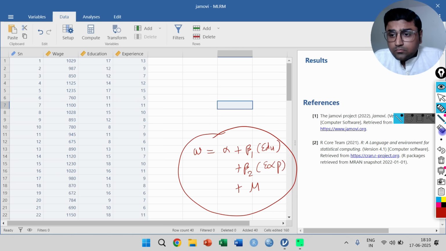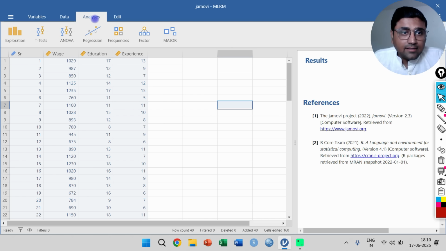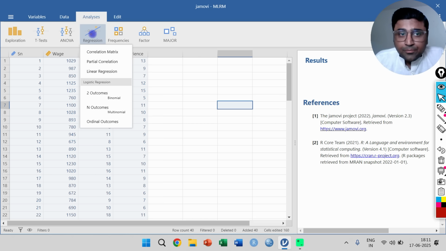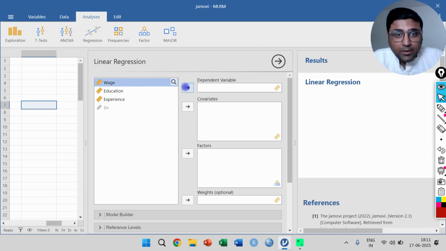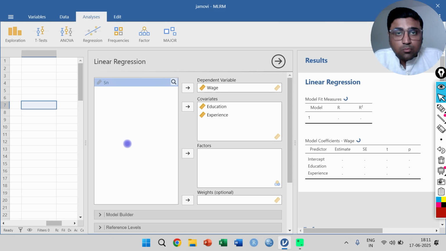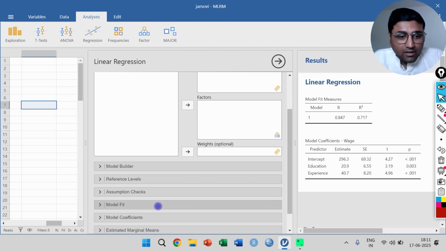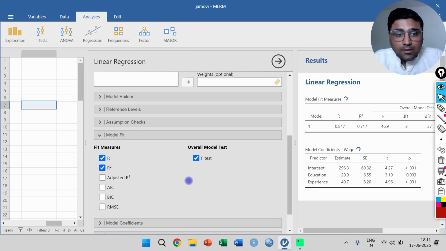Now let's see how to perform multiple linear regression model. So first you go to analysis. In analysis we have the option of regression. In regression, select linear regression. So what is our dependent variable? Wage rate is our dependent variable, so move it to the dependent variable box. Education and experience are our independent variables, so move them to covariates box. And then you go to model fit, and in model fit select F test. By default R and R square both are selected and we are going to select F test.